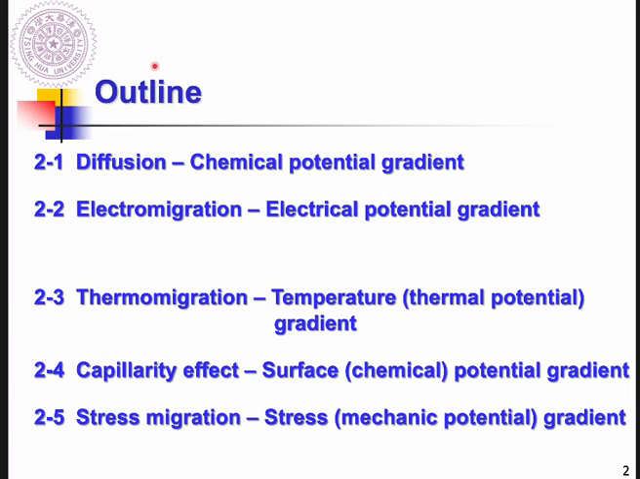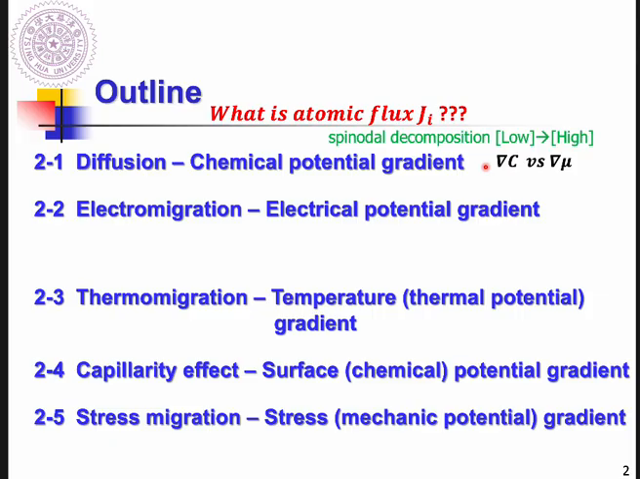So in these lectures, we are going to show you there are four possible driving forces to drive atomic flow or atomic flux. The first part, we are going to introduce your familiar one, which we call diffusion in solid materials. The driving force in this case will be the chemical potential gradient instead of the concentration gradient. The quite famous example here would be the spinodal decomposition. In this case, the atoms at lower concentration regime move to higher concentration regime, which demonstrates that the driving force is not the concentration gradient, but the chemical potential gradient.